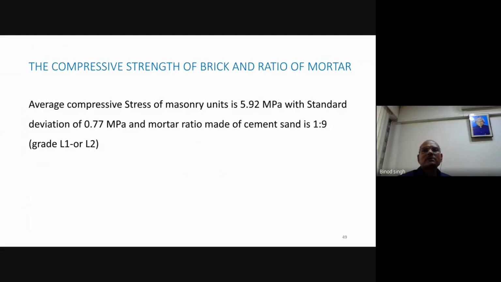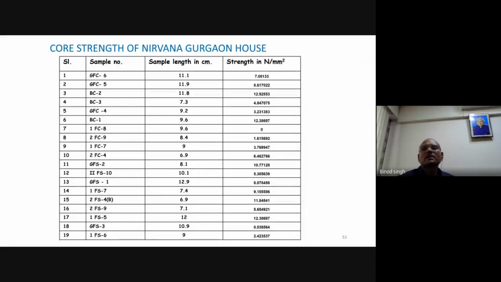Bricks and masonry I am just leaving. There was another building, Nirvana Country in Gurgaon. There was a lot of dispute, so many cases. This was also related to the consumer court. Here also you can observe the strength of the concrete is not 20, everywhere 11.9, 11.9. Finally the owner won the case, and for one residential bungalow the builders paid 1 crore rupees as compensation to the owner.